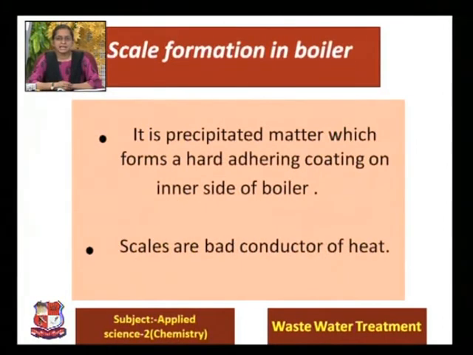Now what is this scale formation in boiler? There are two terms, scale and sludge, and you will come across the entire topic of scale and sludge. Scale is precipitated matter which forms a hard adhering coating on the inner side of the boiler. So scale is something that precipitates out and forms a very hard adhering coating on the inner side of the boiler. And scales are bad conductors of heat. This one has to be remembered.